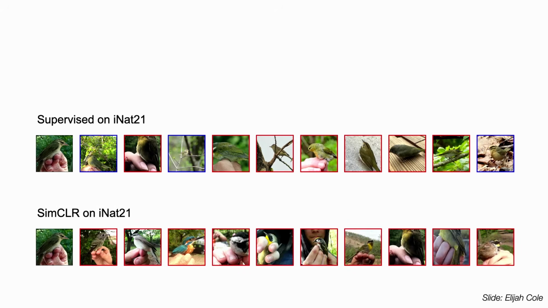But now, if you take the same SimCLR representation and do the same thing, you use the same image and query into the representation space, you can see that none of them are the same species. What has the model learned?